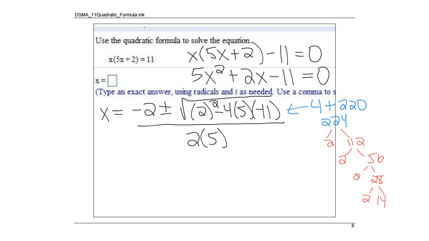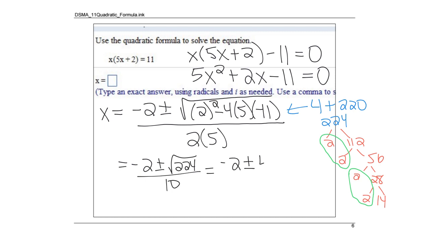All right, so if your Casio is not going to clean this up, if you don't have a Casio, you're going to just start breaking 224 down into all of its prime factors. And in this case, we had a set of 2's here and a set of 2's here. So when we come down here, we can pull 4 out, 2 times 2, but we have that 14 left underneath. We don't have to worry about imaginary because we don't have any negatives under the radical. And then we have 10 on the bottom.